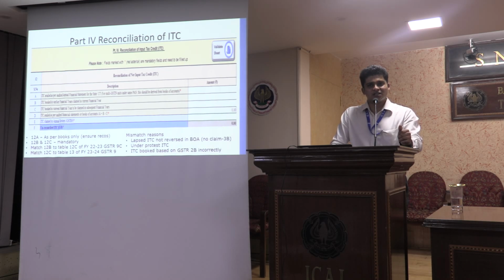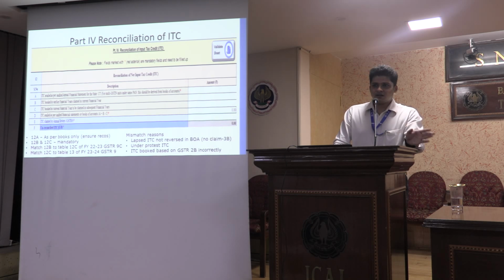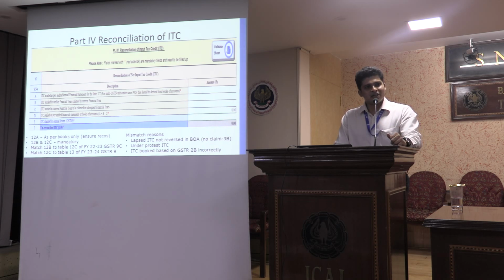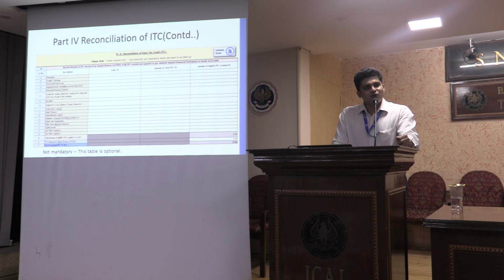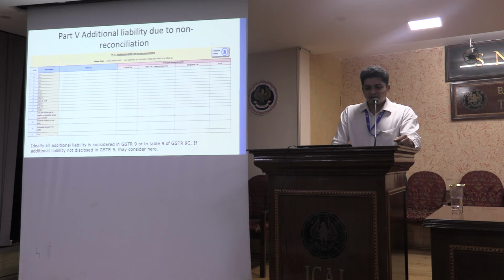ITC which is booked based on GSTR 2B incorrectly, like we were discussing, there could be situations like this. That could be a reason for mismatch too. Alternatively, additional ITC which is being reversed based on the GSTR 9, which is not considered in the books of accounts, that also could be coming into the reversal under this table. Reasons for mismatch. Table 14 is not mandatory, and your additional liability in GSTR 9C again we may not be using because it's in GSTR 9.